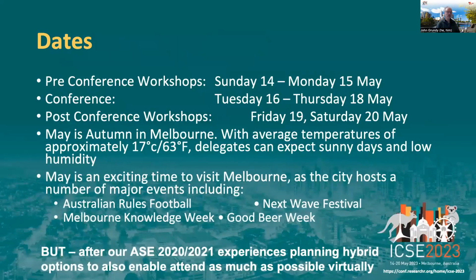Pre-conference workshops and co-located events will be on the Sunday and Monday. We'll have the main conference Tuesday to Thursday, and the post-conference workshops and co-located events on the Friday and Saturday. May is autumn in Melbourne, with temperatures in the coolish range, but most days should be sunny and low humidity. It's a pretty exciting time to visit Melbourne, with all kinds of things going on. However, after our ICSE 2020 and 2021 and our recent experiences, we're certainly planning to have some hybrid options available so you can attend as much as possible virtually if need be.